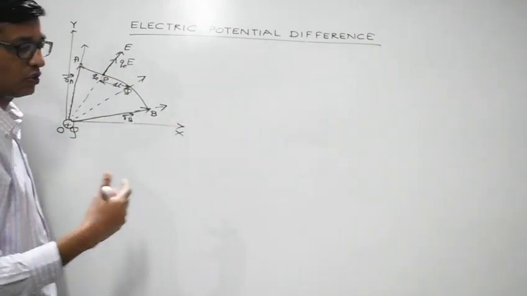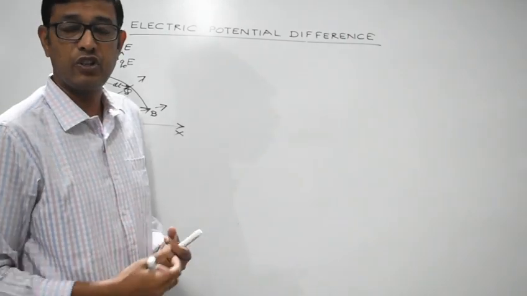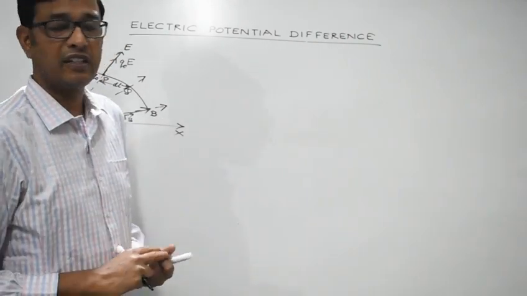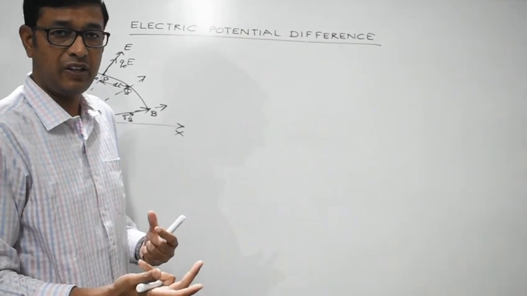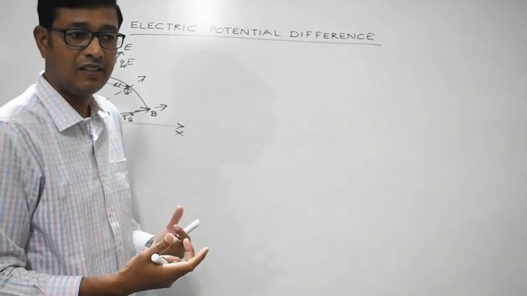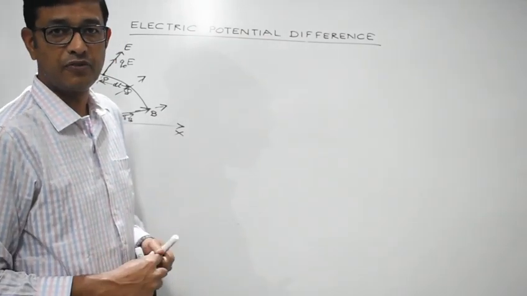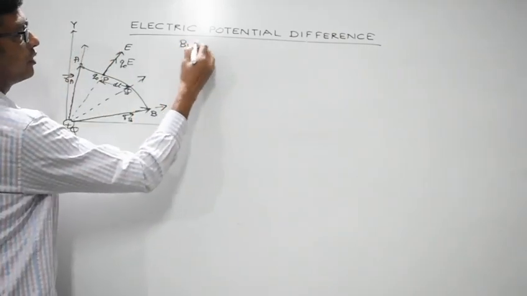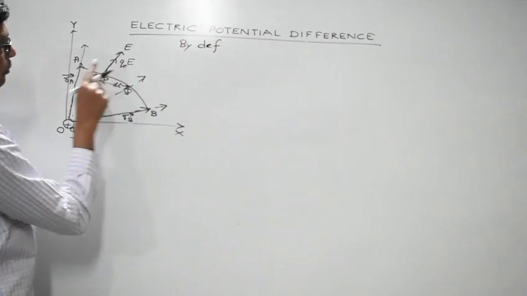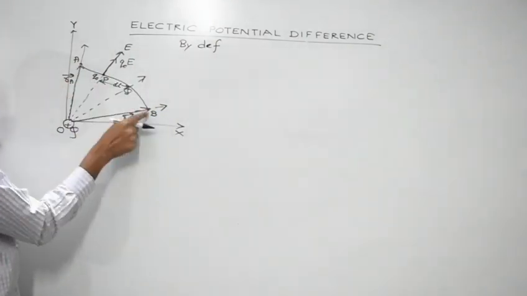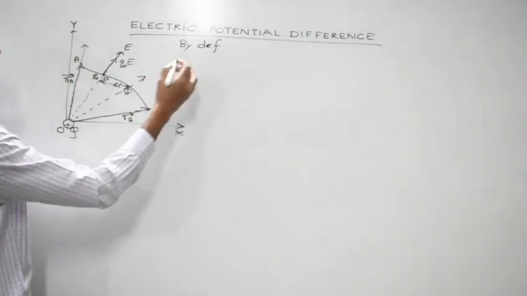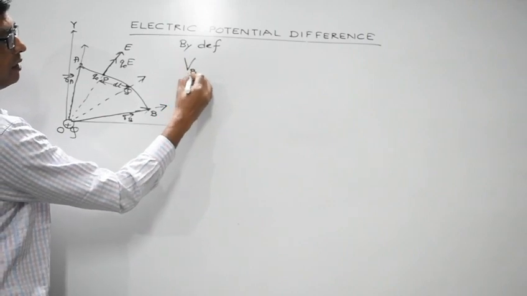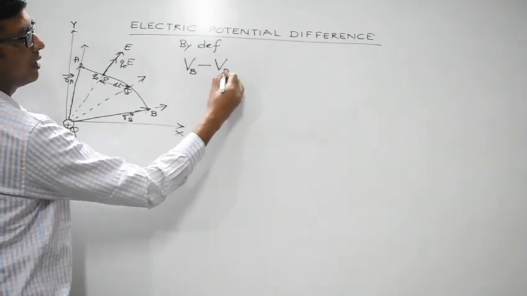Let's first concentrate on its definition, and then we'll get its relationship with the line integral of the electric field, and then we'll obtain the expression for the potential difference as well. So by definition, the potential difference between the points A and B, where A is the initial point and B is the final point, is the potential at point B minus the potential at point A.